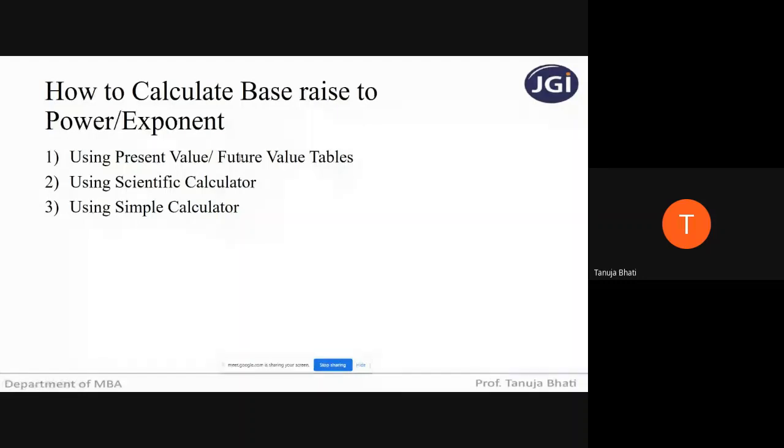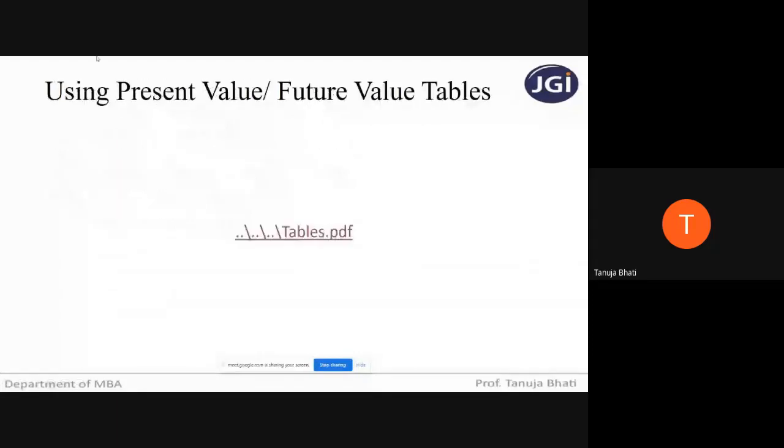Second, using scientific calculators. If you are using scientific calculators, you can calculate it there as well, and in a simple calculator too you can find any value which has a base raised to a power or exponent. I'll be showing you all three methods. Whichever method you find easy, you can use it. The tables will be given in your examination hall. Next, let us see how to calculate a base raised to a power using present value and future value tables.